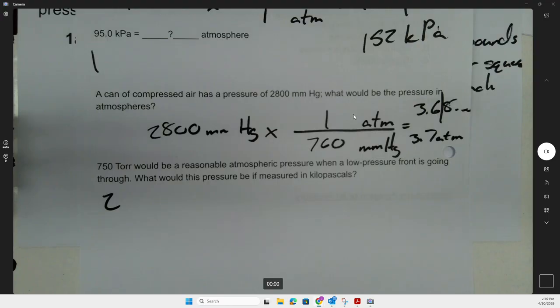95.0 kPa in atmospheres, and then we have a word question. I want you to balance that out, while I get a little bit of tape and try to see if I can tape that oil down again.